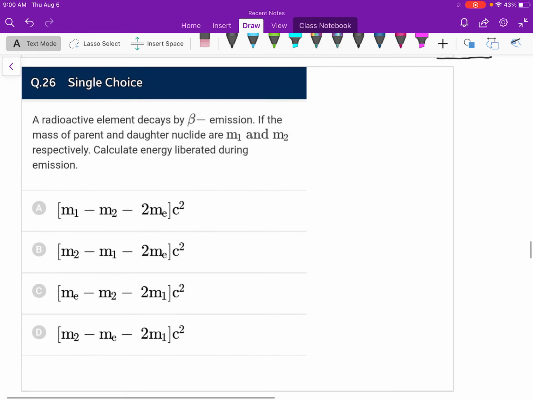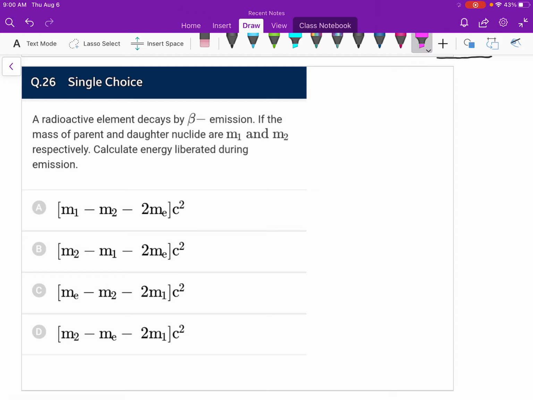Question number 25. A radioactive element decays by beta emission. If the mass of parent and daughter nuclide... Guys, mind you, here we are given the mass of parent and daughter nuclide. While calculating energy liberated, we need to subtract the masses of nuclides, and in this problem we are given masses of nuclides only, so we can directly write the Q value: mass of parent nucleus, which is m1, minus mass of product, which is m2, minus me, into c square. So this should be the correct answer.